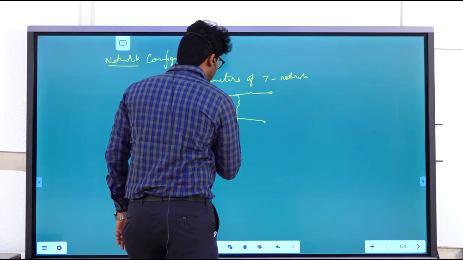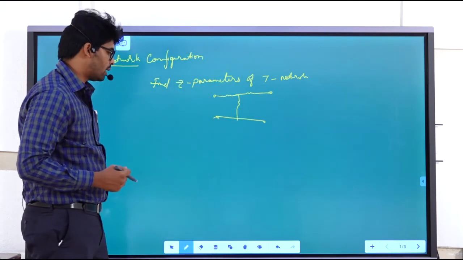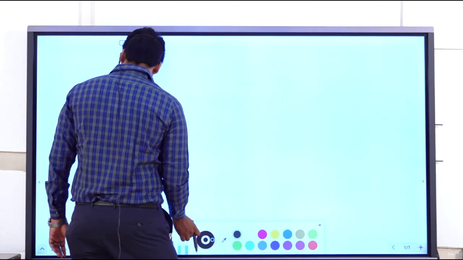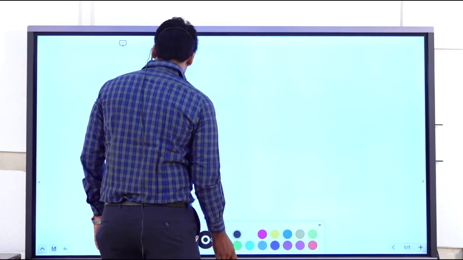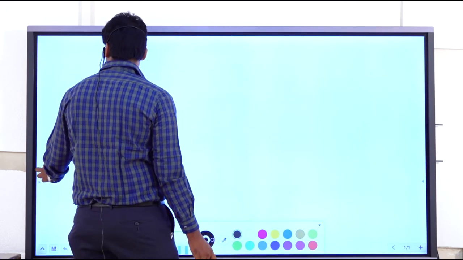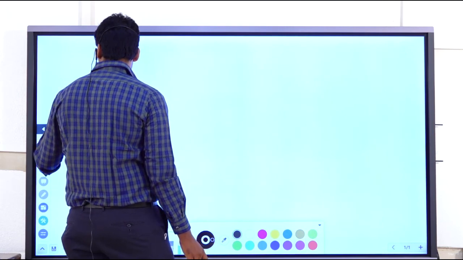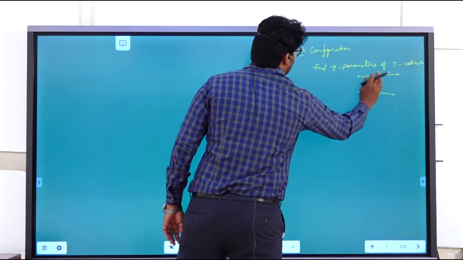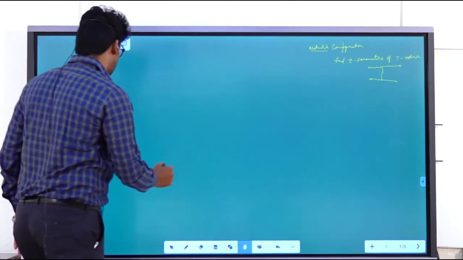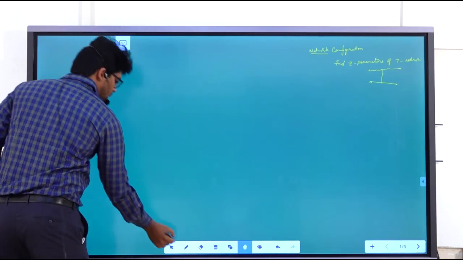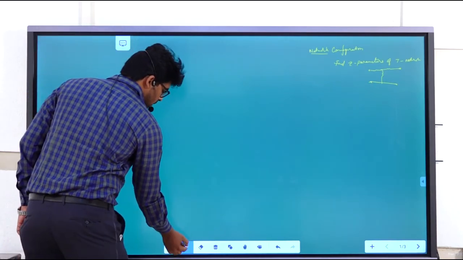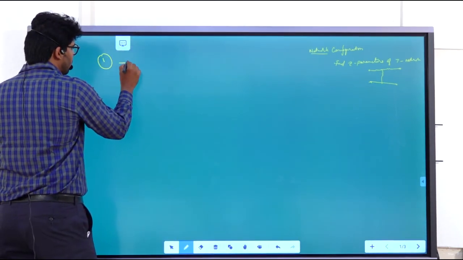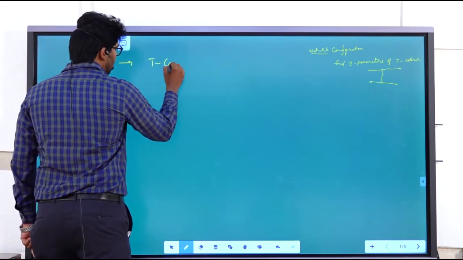On this basis you have different configurations. I'll explain that. What are the configurations? You need to know that. So the first configuration is, as we said from the beginning, T configuration or T network.